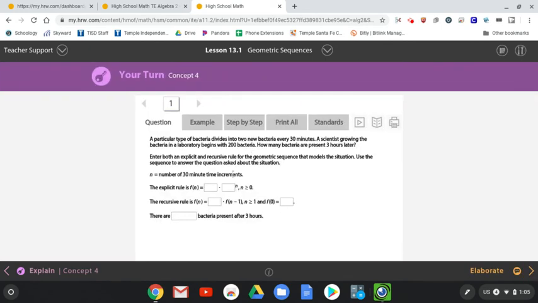And this is very similar to the one we were just looking at. Again, you're going to do the explicit rule, use shift 8 to get the exponent, and the recursive rule, and then tell how many bacteria will be there after 3 hours. This is not the same exact problem I was doing, but it is set up very similarly.